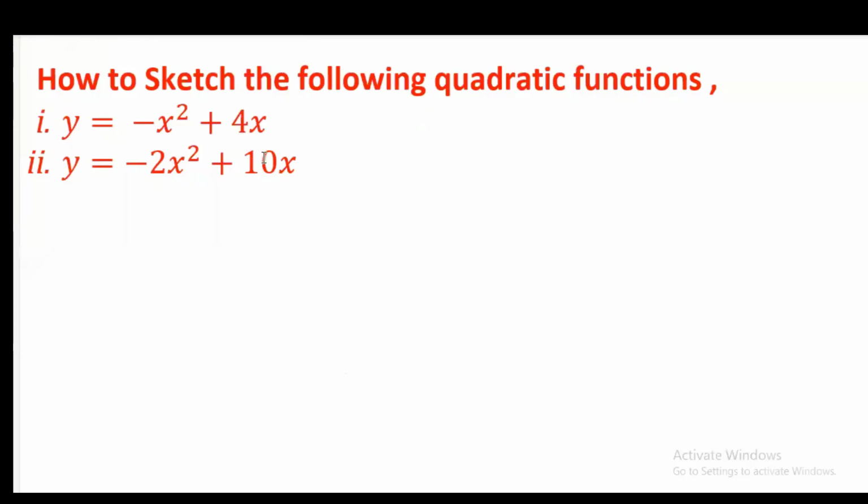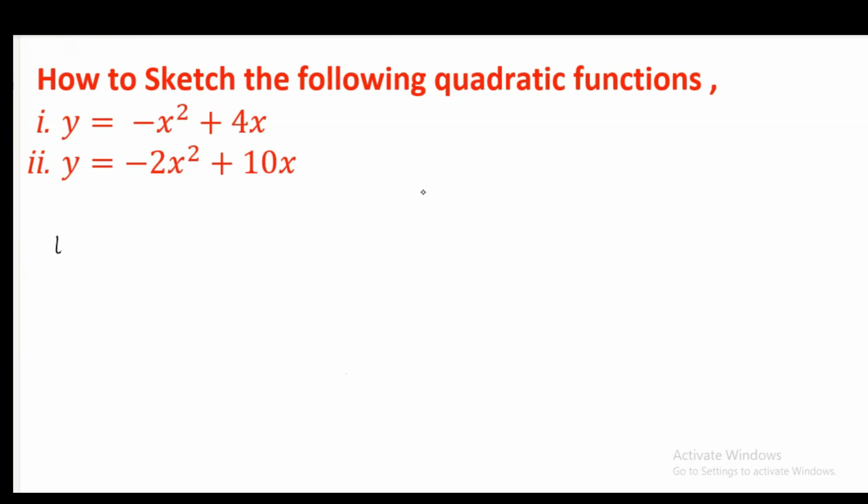Today I'm going to explain how to sketch the following quadratic functions: y equals minus x squared plus 4x, and y equals minus 2x squared plus 10x. When the coefficient of x squared is negative, the function will be a maximum value function.